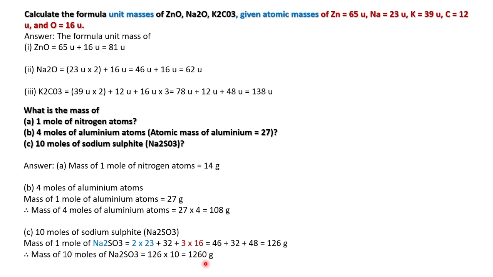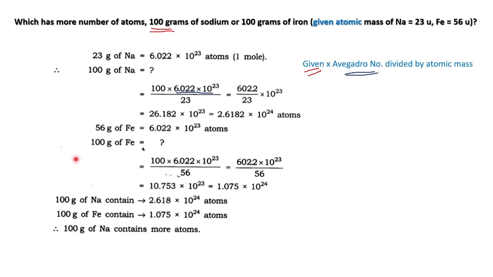Next question: which has more number of atoms, 100 grams of sodium or 100 grams of iron? Both are 100 grams, but in which will the number of atoms be more?